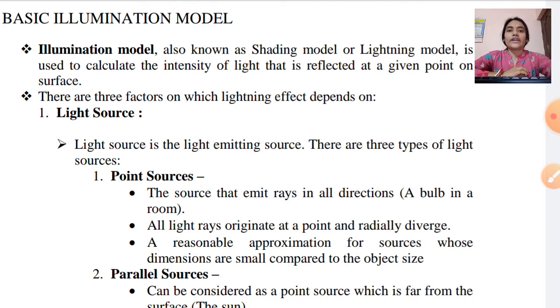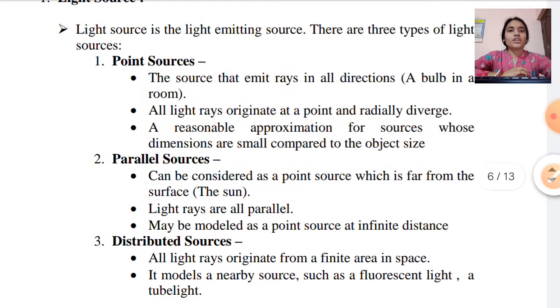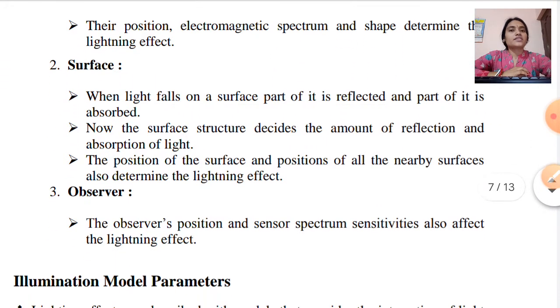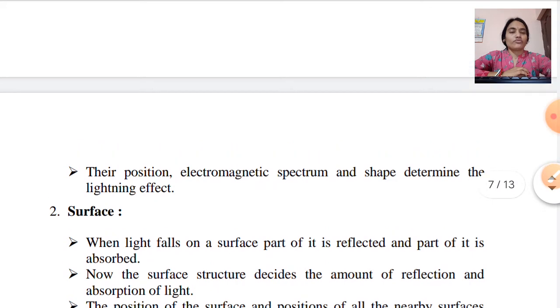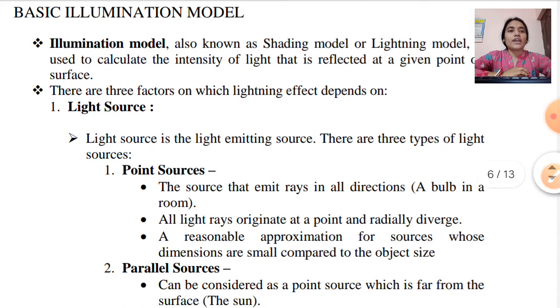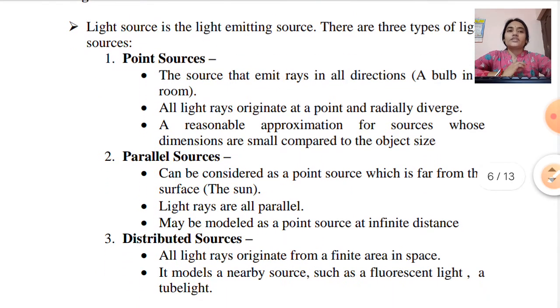One is your light sources. Second one is your surface. Third one is your observer. So first we discuss the light source. A light source is a light emitting source. There are three types of light sources: point sources, parallel sources, and distributed sources.